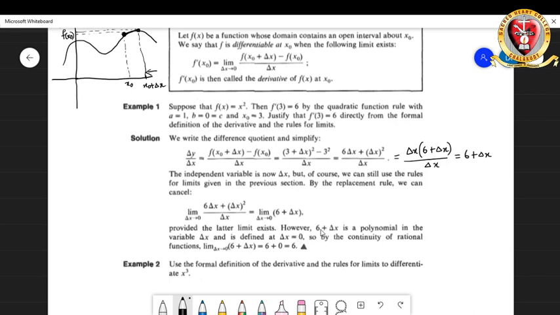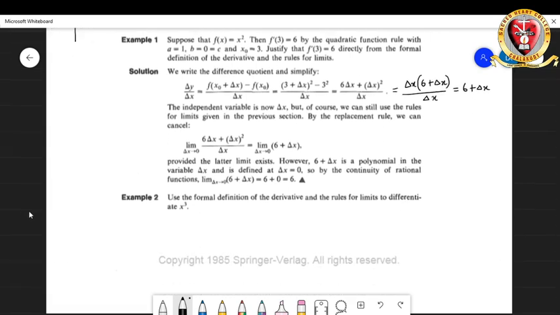So here 6 plus delta x is a polynomial, and when delta x is tending to 0, you know that 6 plus delta x will tend to 6. So that's the value we get at f dash of 3. So that is 6, which is verified.